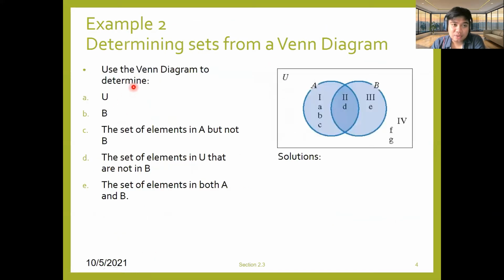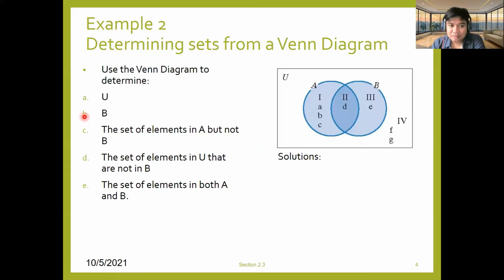Okay, next. So here are examples ng determining sets from a Venn diagram. So use the Venn diagram to determine the universal set. So we know naman na ang elements ng universal set natin are the following. We have A, B, C, D, E, F, and G. Itong I, 1, 2, 3 na to, ano lang yan, tawag dito, it just represents the regions. For example, itong 1, itong buong region na to. Itong 2 naman, itong region na to, itong intersection. Itong 3 naman, itong region na to. Okay? So, para lang madali nating ma-determine mamaya.